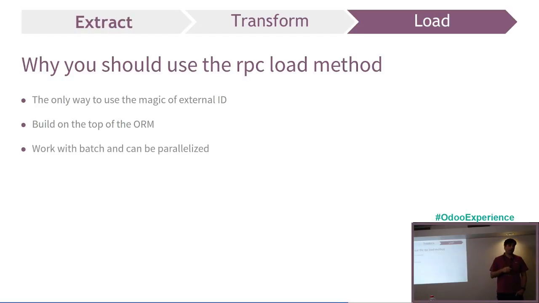You can work in batch. With create, you have to create records one by one. With load, you can load 400 records in one call. So you save time, you save calls to your server. And it can be parallelized, so you can send many batches at the same time to the server. That's the way to speed things up. And of course, it decides to create or update a record according to whether it already exists in the database or not.